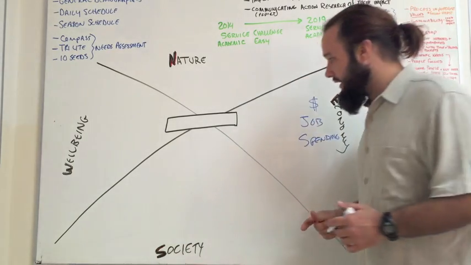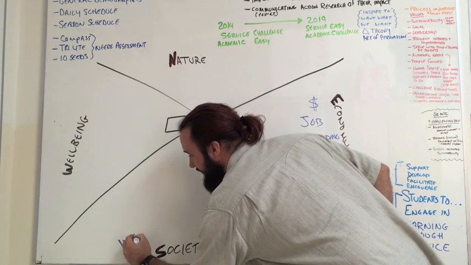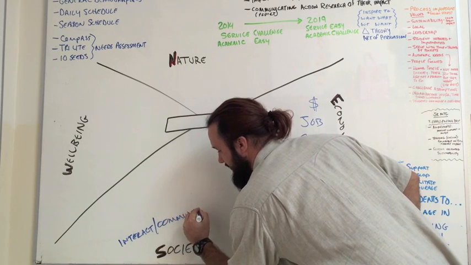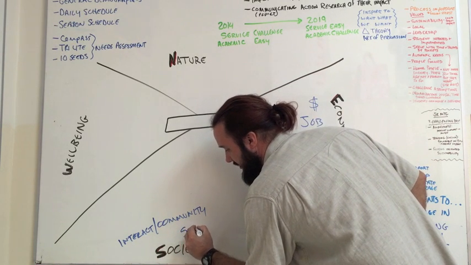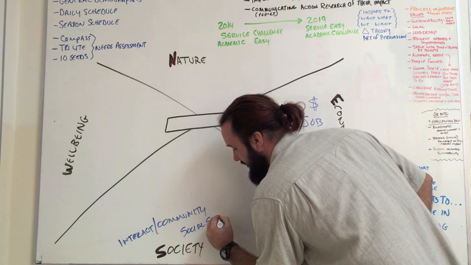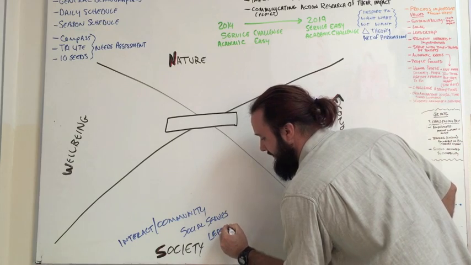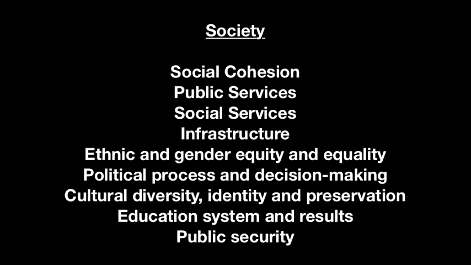Well, maybe that's how people interact, or community. It could also deal with social services. It could be leadership and decision making. It could be a lot of different things. How does the situation I'm looking at relate to other people?